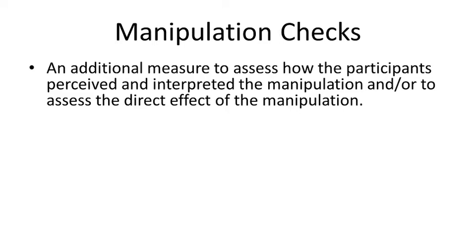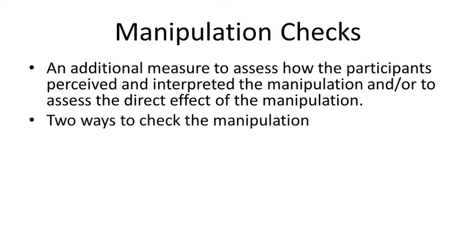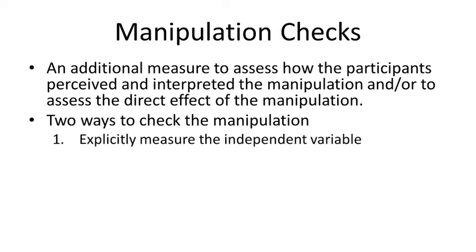So these manipulation checks are pretty common, additional measures to just make sure that their treatment is in fact having an influence. There's a few different ways you can do a manipulation check, but it basically comes down to just two categories, two basic techniques to check to see if your manipulation is working. So the first way is to explicitly measure it.